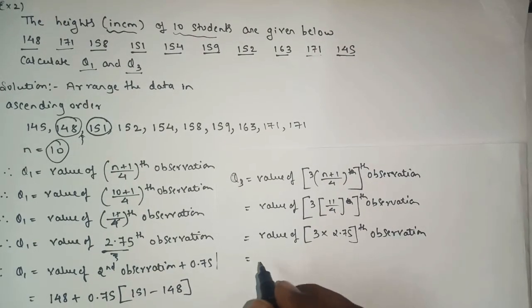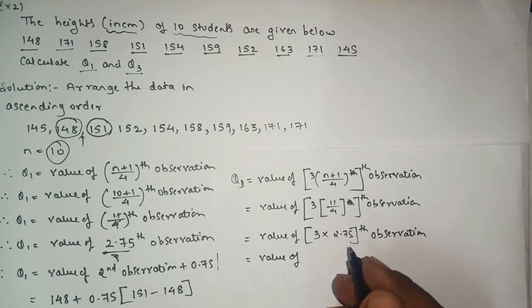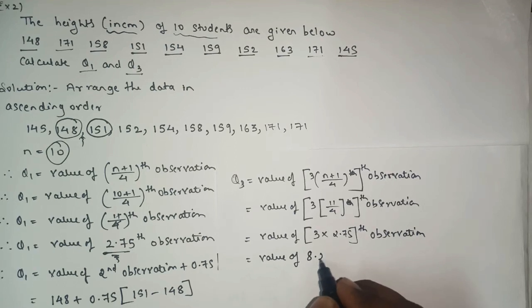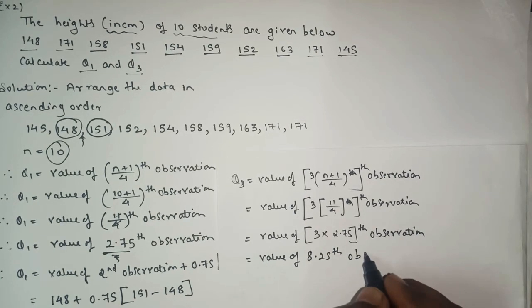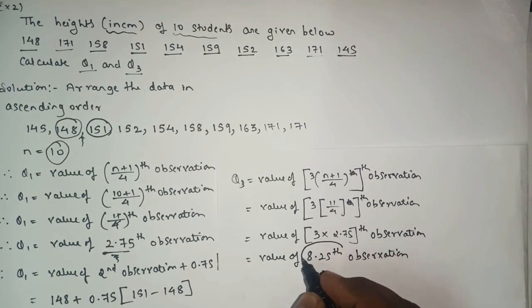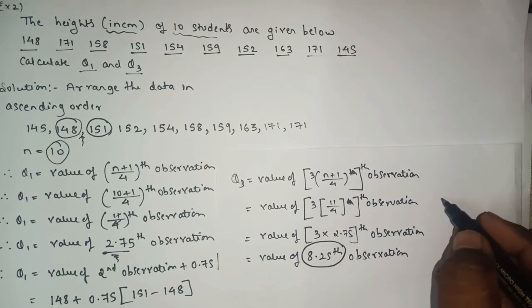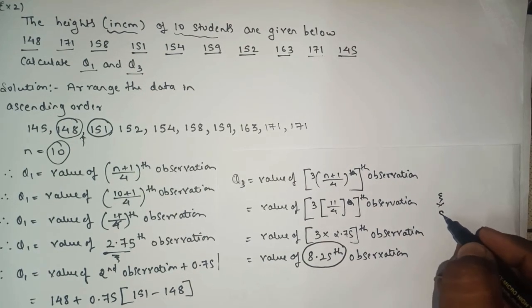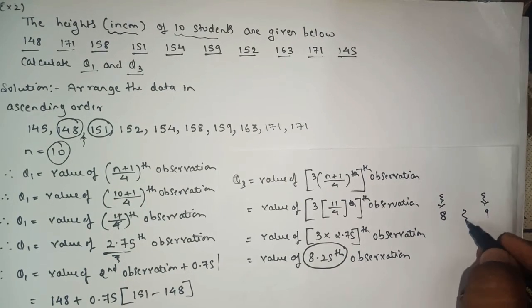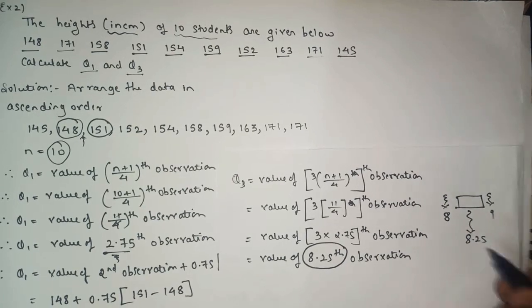Okay, so therefore, when you multiply this, you will get what? 3 × 16 ÷ 6 = 8.25. You will get the 8.25th observation. Again, here we got the answer in decimal. What do you mean by 8.25? That means our answer lies between the 8th observation and the 9th observation. So here we have the answer, that is 8.25.